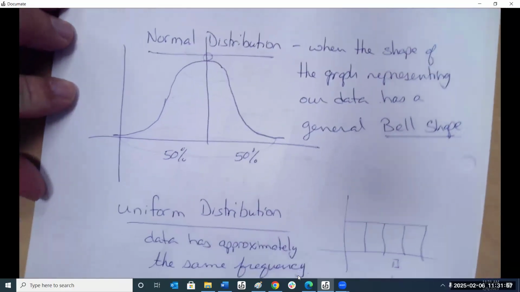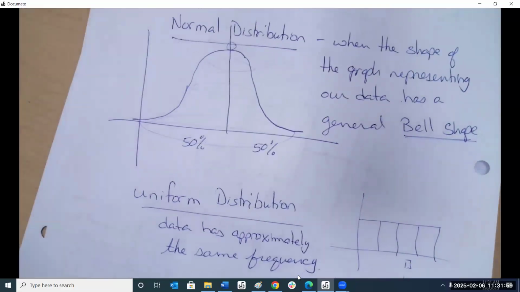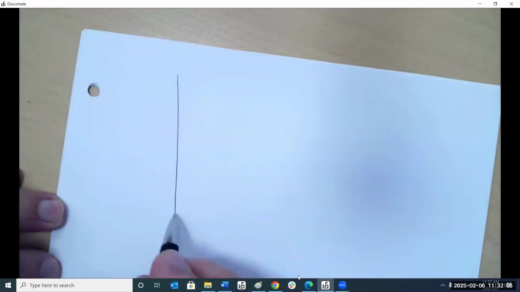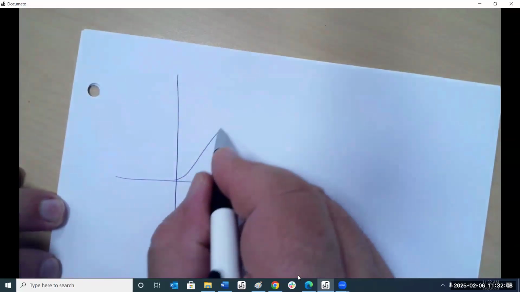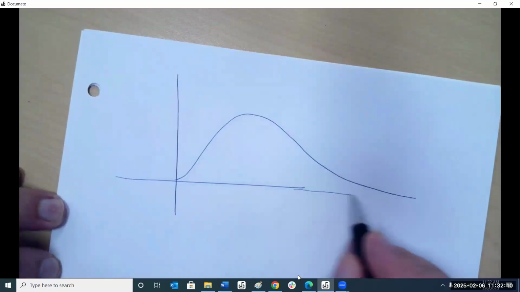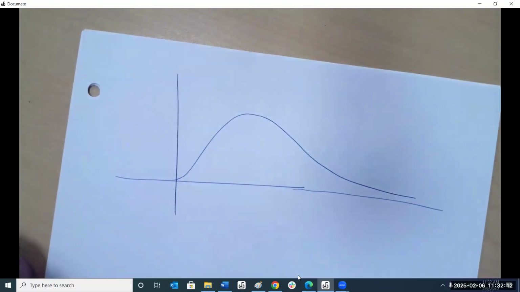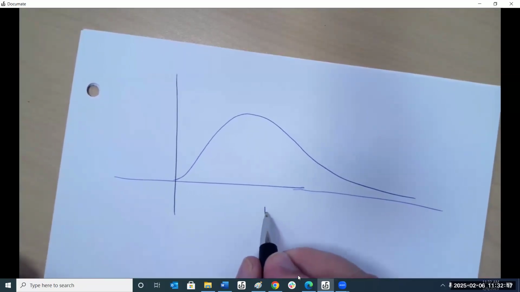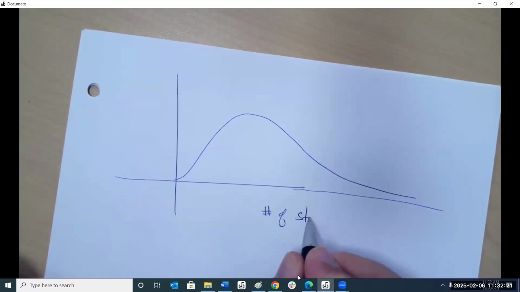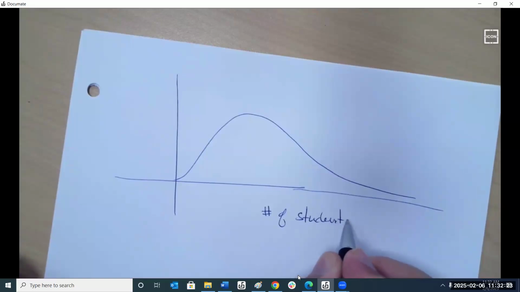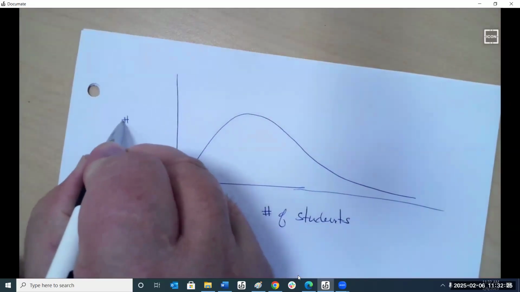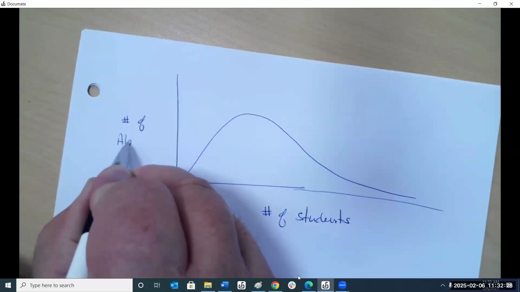Okay, so we look at normally distributed and uniformly distributed. What about if we had this? Let's say this is the number of students in a classroom, and this is the number of absences.